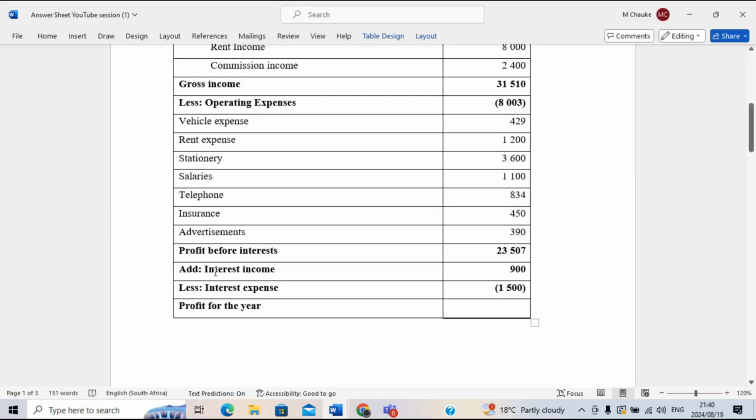Right. So now, in order for you to get profit for the year, we call it net profit for the year. Net profit for the year is going to be profit before interest plus interest income minus, or less, interest expense. How much is your profit for the year?